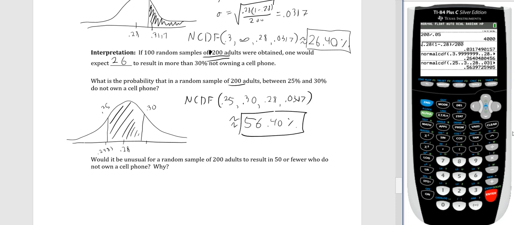Again, we can look at the graph and say, yeah, that makes sense. Both these values are within one standard deviation away. They're not farther than one standard deviation. And I know one standard deviation away is 68%. So this being less than 68% makes sense.